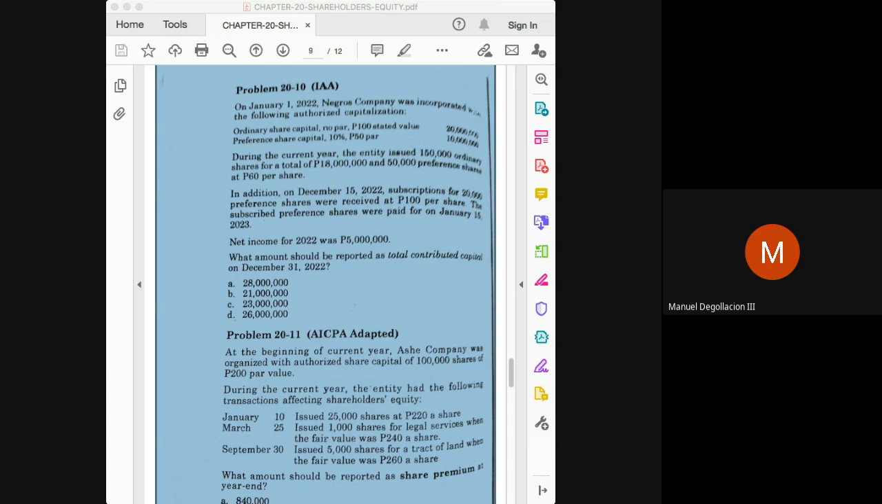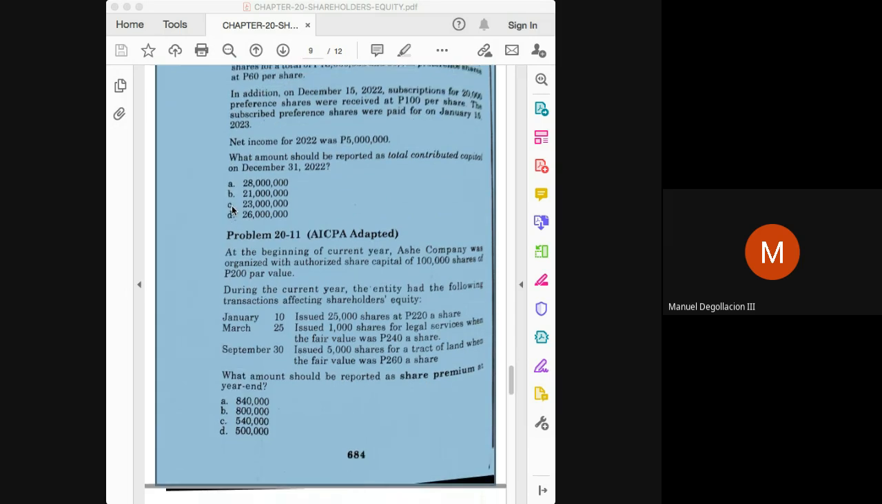Okay, so 18 million from your ordinary shares, both par value and excess over par, and then you have your preference shares of 3 million, and then you have your subscribed capital for 2 million. So the answer here would be 23 million. That's 18 million plus 3 million plus 2 million.